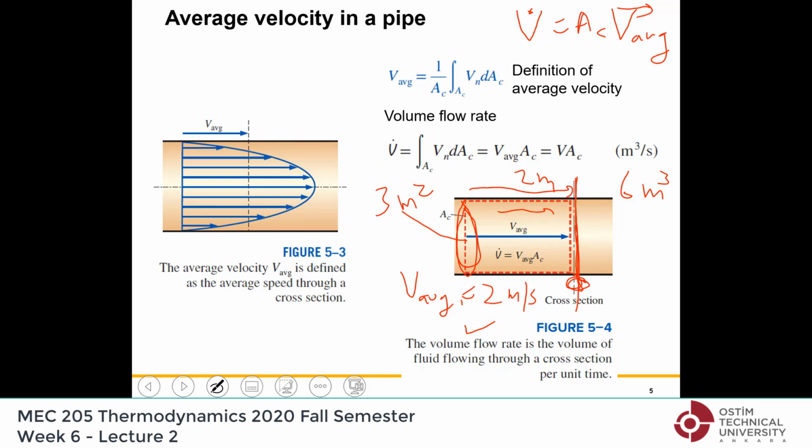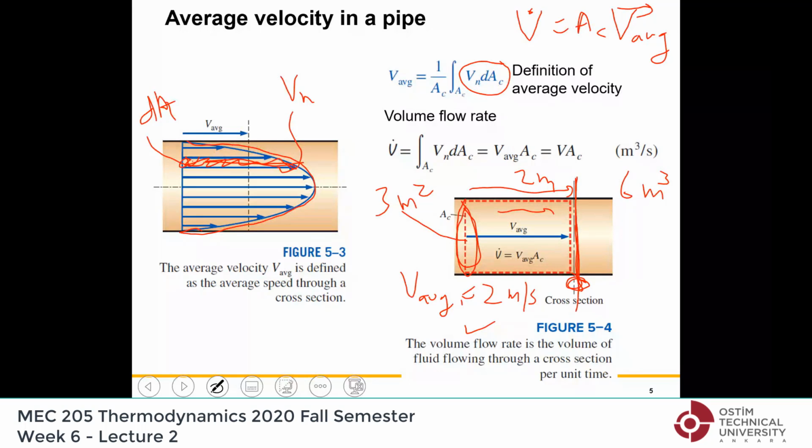What if the velocity is not constant? Then you will have to take a small section. Let's say this is the velocity. In real life, this is the velocity distribution in a pipe. Okay, so you take a small section like this. This area right here is dA, and the velocity, the normal velocity here is this normal component. This is Vn. Okay, if you multiply these two, Vn dAc, it gives you this differential volume flow rate.